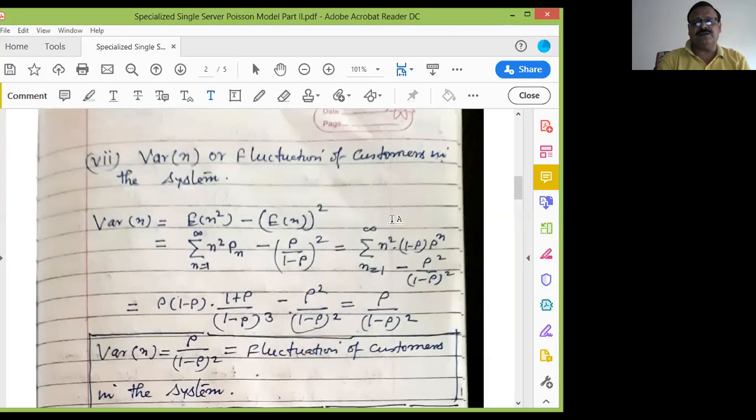And when we try to simplify it, slowly and slowly we come to this point. So variance of n is equal to rho upon 1 minus rho whole square. This is the fluctuation of the customer. You can convert this formula in terms of lambda and mu too, and simply by putting the values of lambda and mu, we can compute the value of variance.